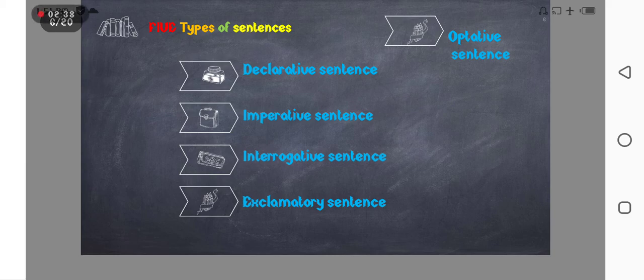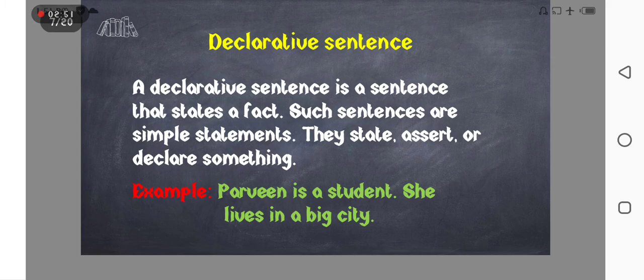Here we have declarative sentence, imperative sentence, interrogative sentence, exclamatory sentence, and optative sentence. You can see the slides. There are 5. The first one is declarative. A declarative sentence is a sentence that states a fact. It gives you a piece of information. Such sentences are simple statements. They state, assert, or declare something. They're also called affirmative. They are also called assertive because they assert and they affirm.